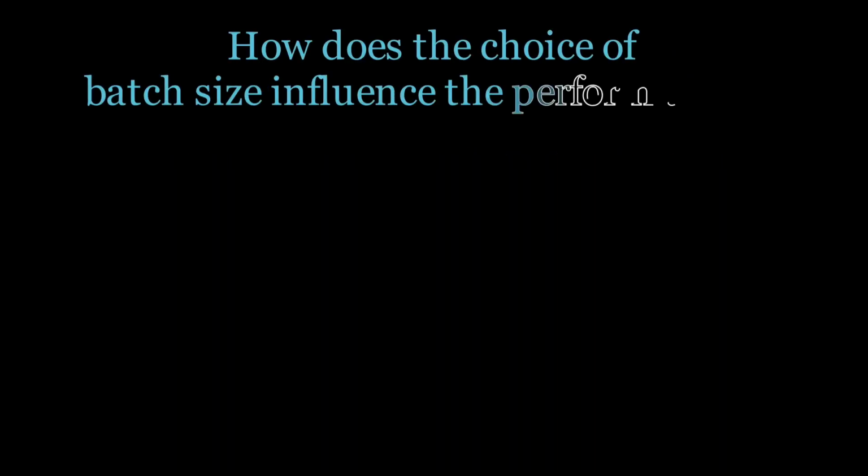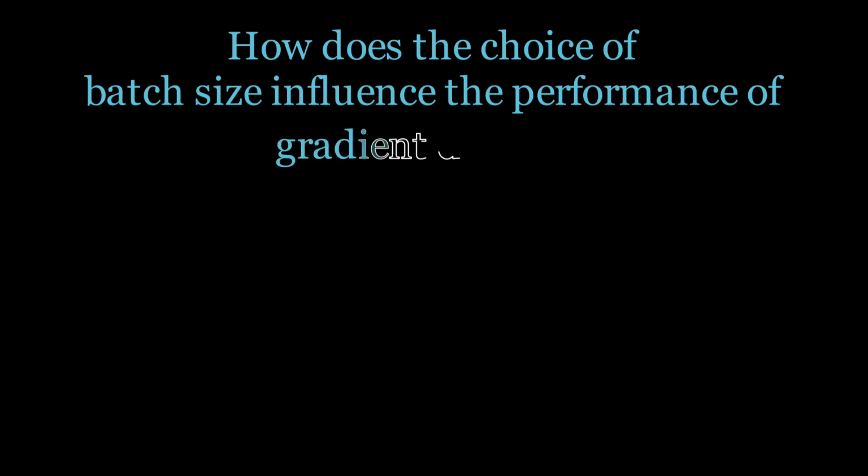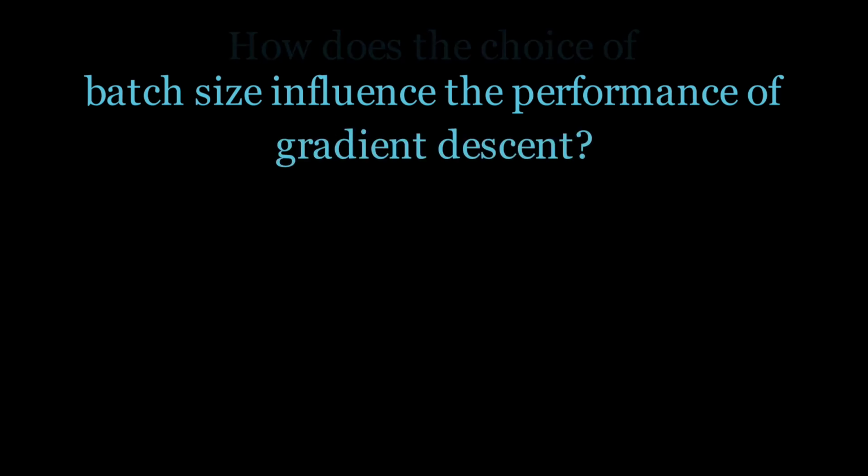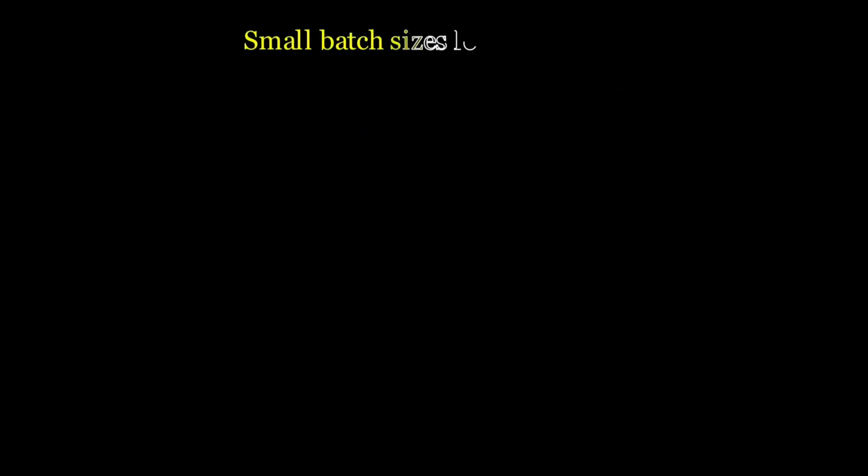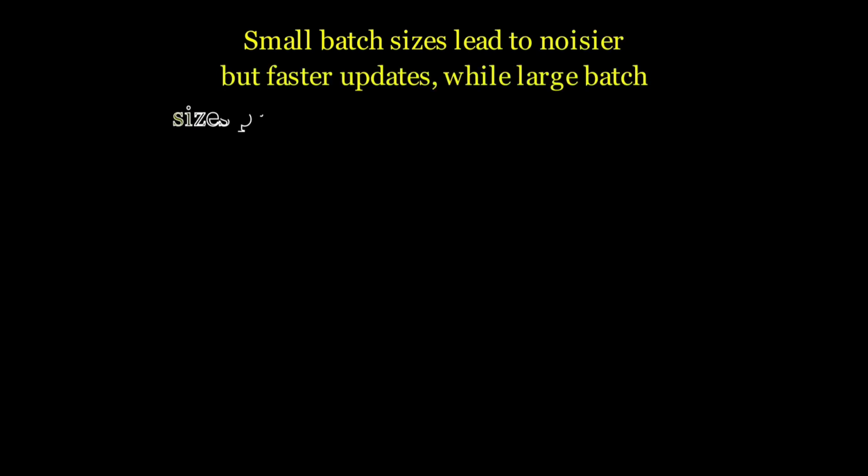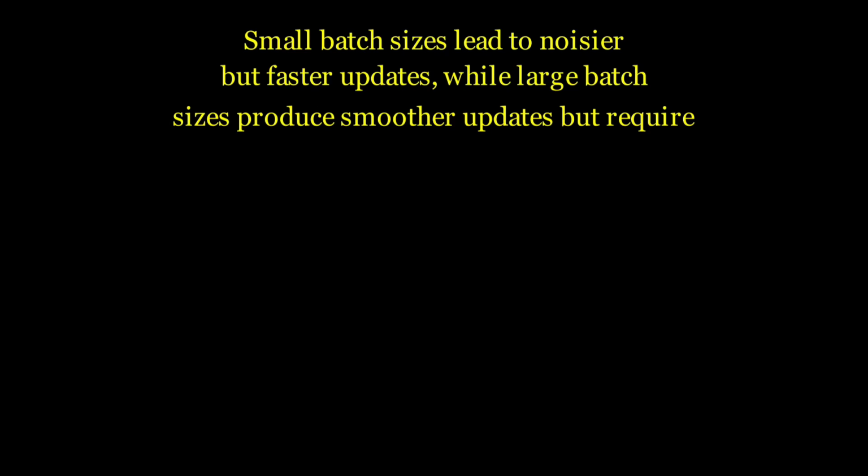How does the choice of batch size influence the performance of gradient descent? Small batch sizes lead to noisier but faster updates, while large batch sizes produce smoother updates but require more memory and computational power.